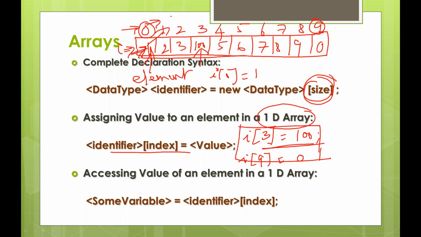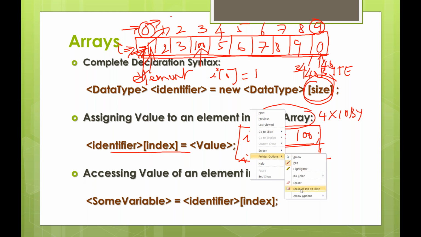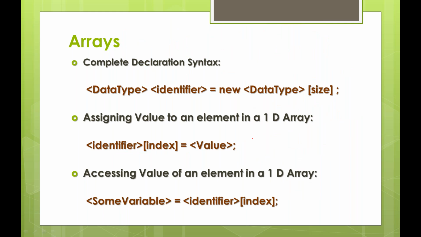This is how memory is allocated. Say for example this is the 40th byte, because 4 into 10 bytes. That is how these things are allocated. Yeah, I'll come to you, Teja. Thanks that you reminded me.